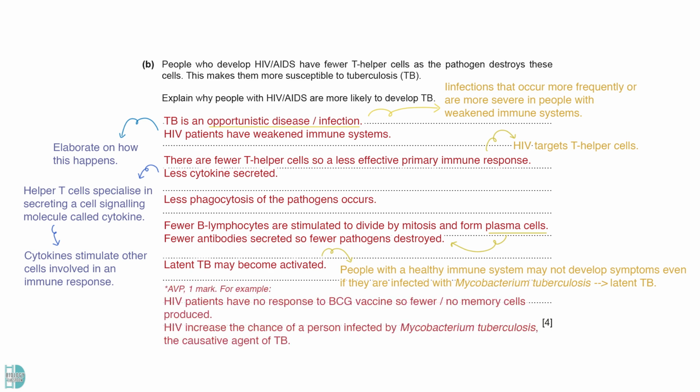There is a mark for AVP. You can talk about how a weakened immune system affects the effectiveness of the TB vaccine, or name the pathogen that causes TB.